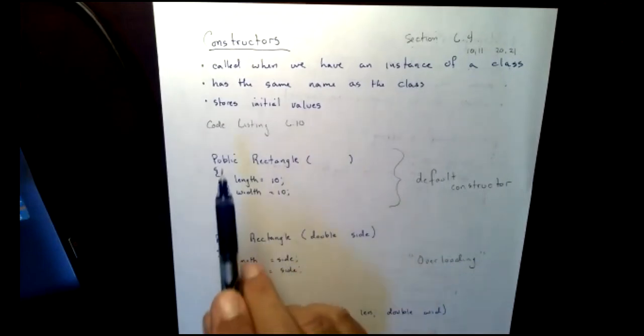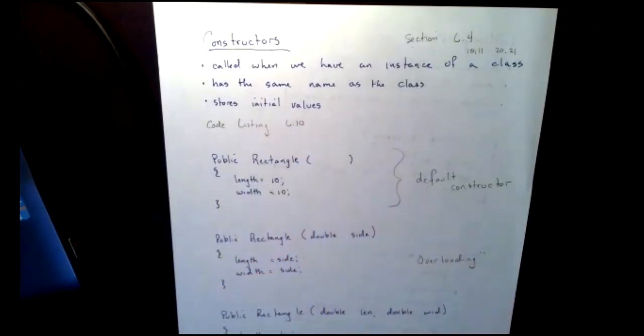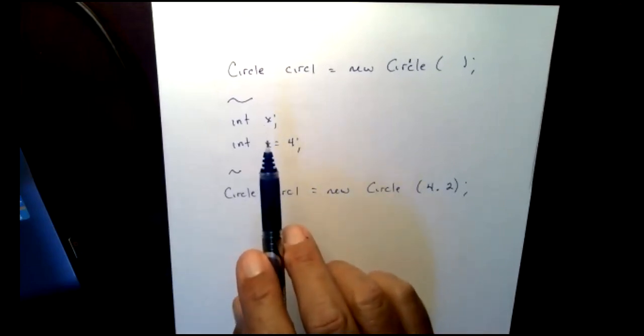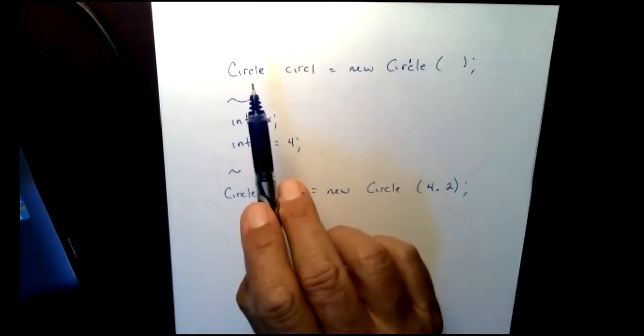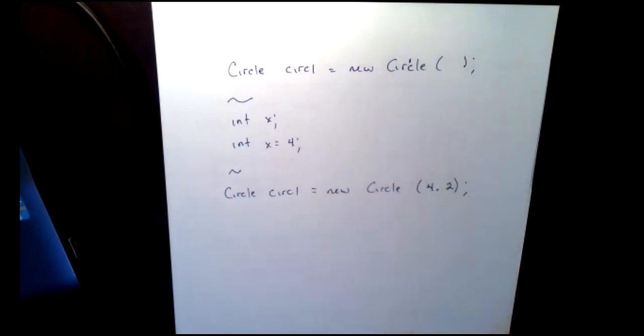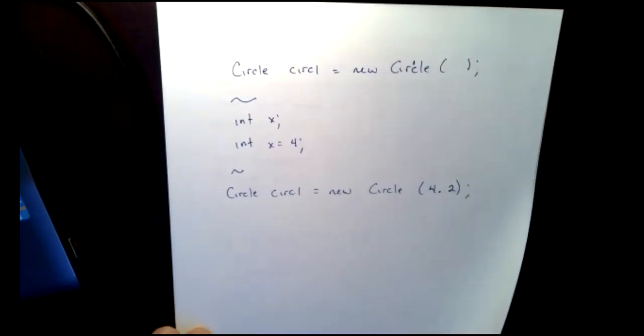A constructor is called when we have an instance of a class. That's the big talk when someone's walking down the hall. We leave the room open because we use a lot of big words. And again, when I say an instance of a class, Circle circ1 equals new Circle, that's an instance of the class.